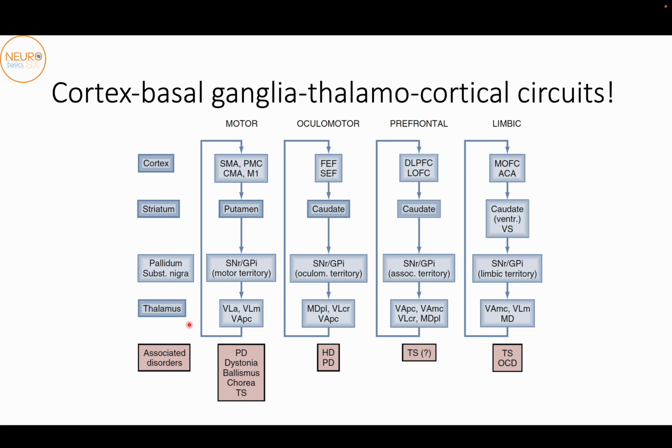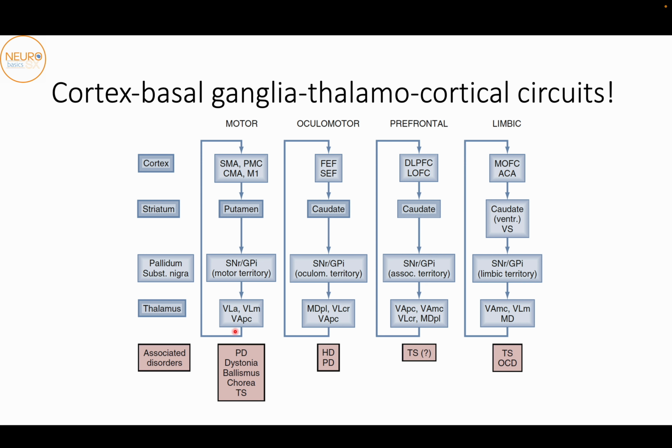Okay, so the one that we are focusing on in this lecture is the motor pathway. So as we saw, there are cortical inputs which go to the striatum. In particular, with this motor pathway it is the putamen that goes into the SNR GPI, that's the output pathway, and then finally into the thalamus. In the thalamus, the important nuclei for the motor pathway are the ventro-anterior and ventrolateral nucleus.